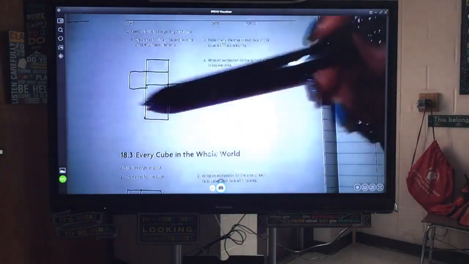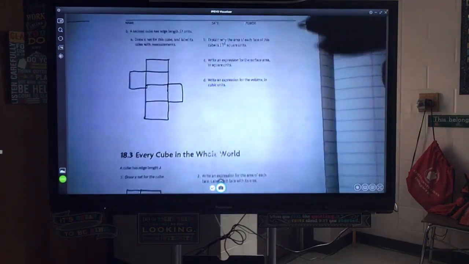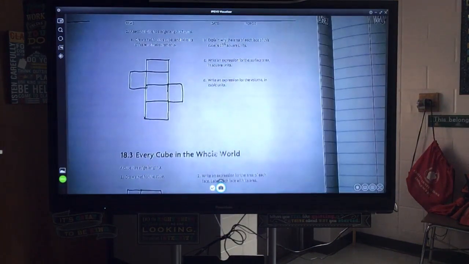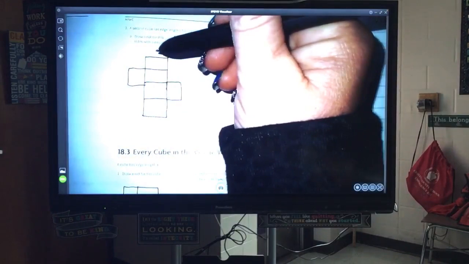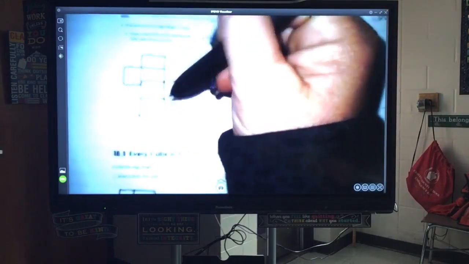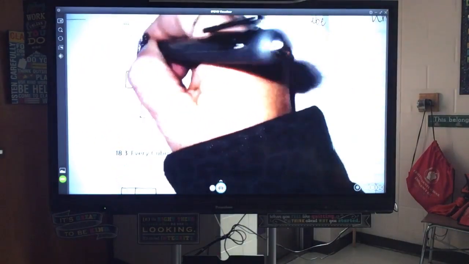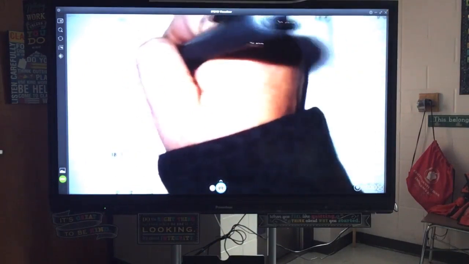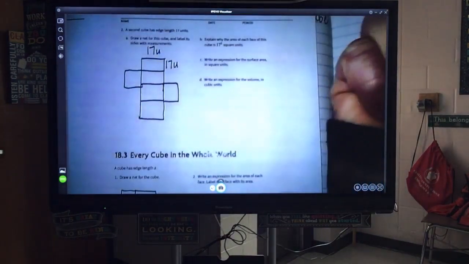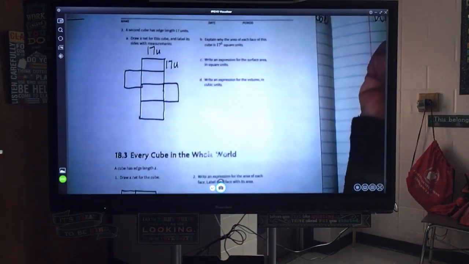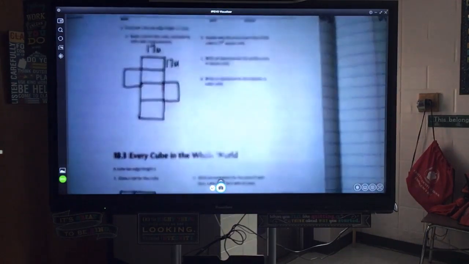So, just another example of what your net looks like. Which comes next? It says draw the net and label the side lengths. So, what are the side lengths of this net going to look like? Jack. So 17 units by 17 units. All right, explain why the area of each face of this cube is 17 square units.